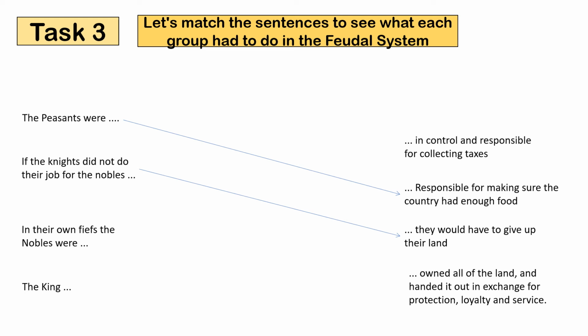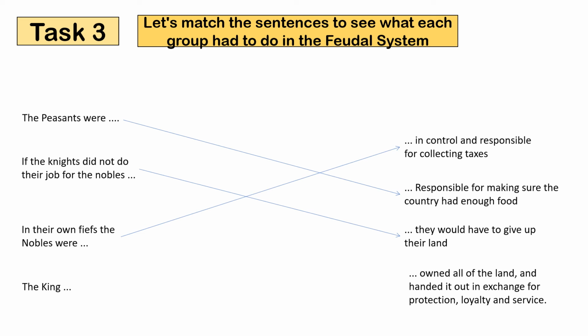In their own fiefs, the nobles were in control and responsible for collecting taxes. So even though the king was giving this land to the nobles, they were still responsible for doing a lot of the work. They had to collect the taxes, they had to make sure that the rules were being followed, and they had to make sure that both the peasants and the knights were following those rules directly.